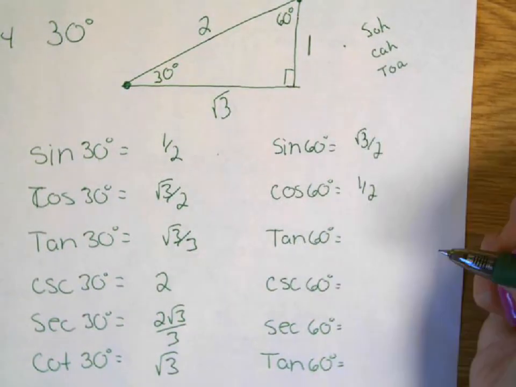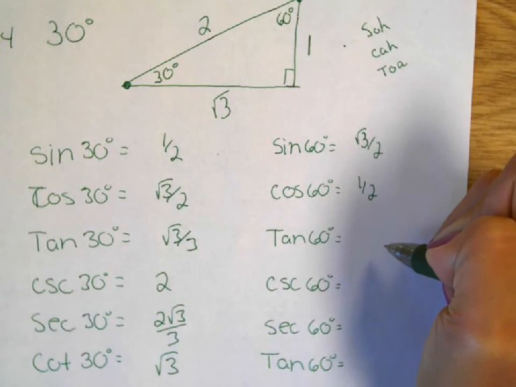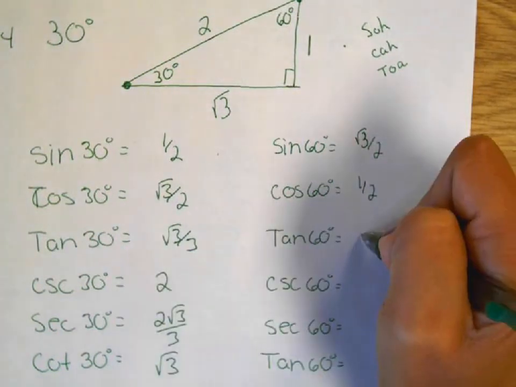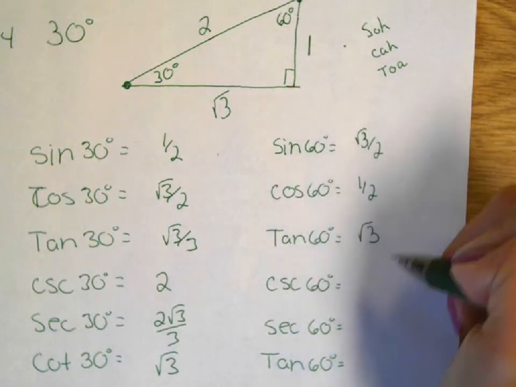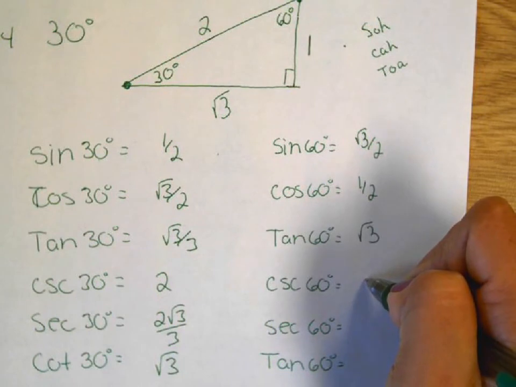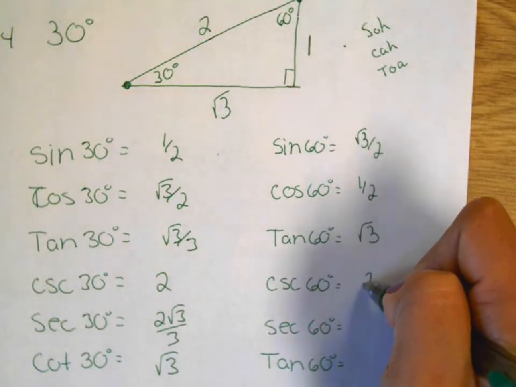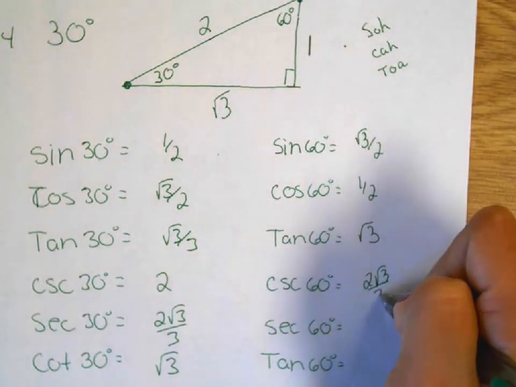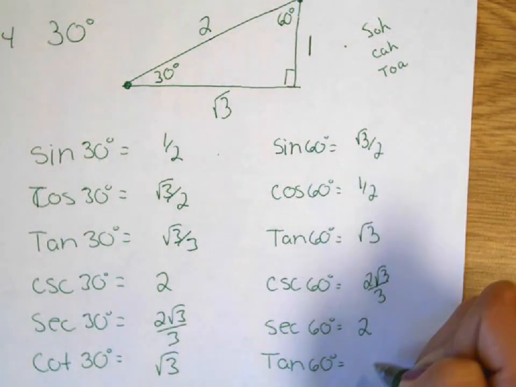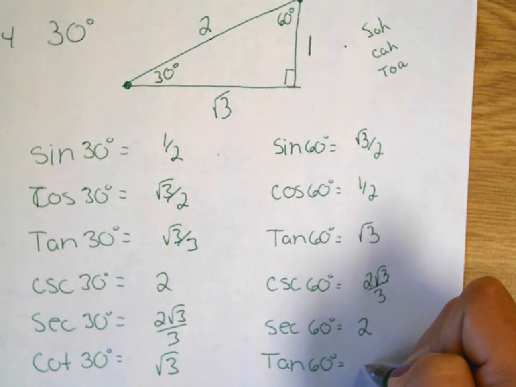Okay. That's as far as I got too, then I stopped. You can just use the cofunctions. What should tangent be? Square root of 3, the cotangent. Very good. Whoever said that. Cosecant: 2 square root of 3 over 3. How'd you know that? Secant is 2. And cotangent is square root of 3 over 3.